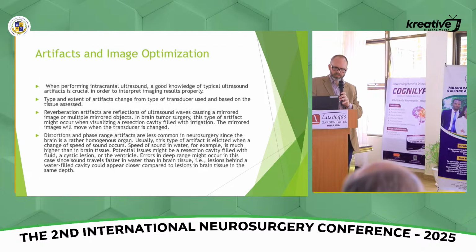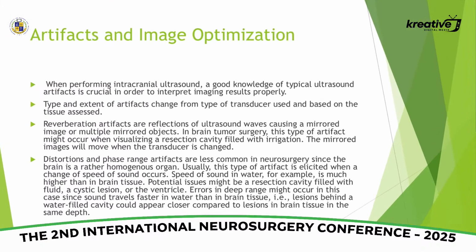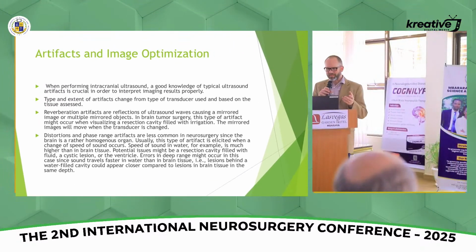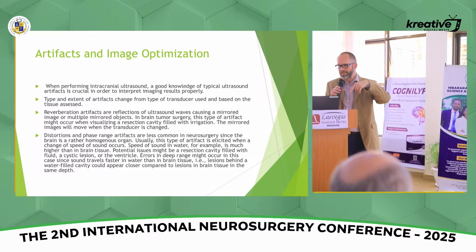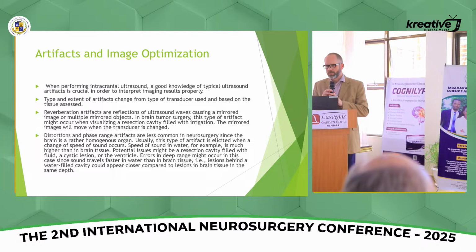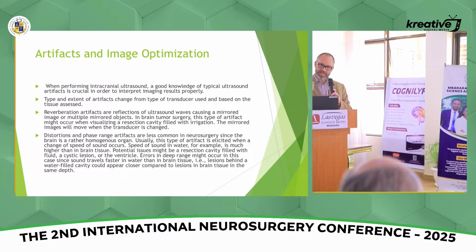For intracranial ultrasound, good knowledge of what's typical for artifacts is crucial in order to interpret imaging results properly. Type and extent of artifacts change with the type of transducer that you use and based on the tissue assessed. You can get reverberation artifacts, which are just multiple reflections of ultrasound waves that give you a mirrored image or multiple mirrored objects. It's not terribly common in cranial surgery unless you have a metal tool in the field while you're doing ultrasound. Of course, that can be very useful if you want to guide something in, like a ventricular catheter, into a ventricle.